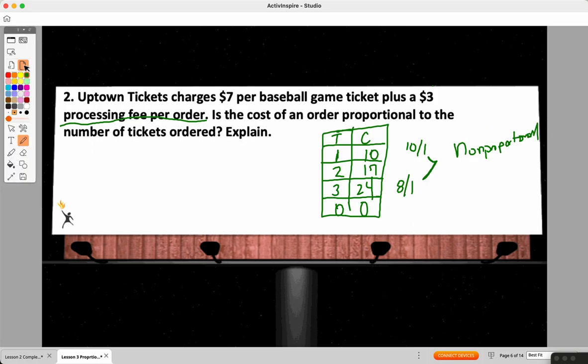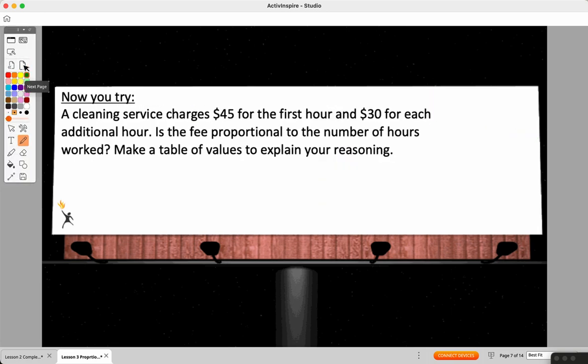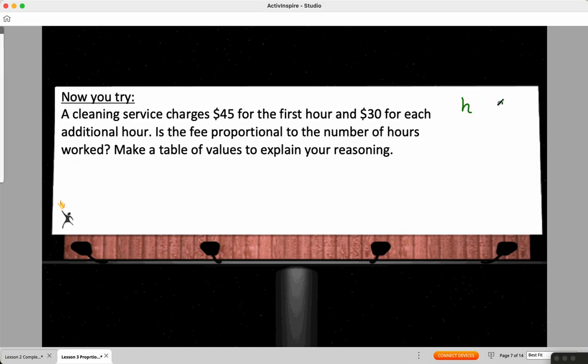All right, you figure out on this one, that's this cleaning service. Is this proportional? Make your table to see it and explain why you're right or not. All right, so let's make our table. We have hours and cost. We'll make a simple T-chart for more of a table.